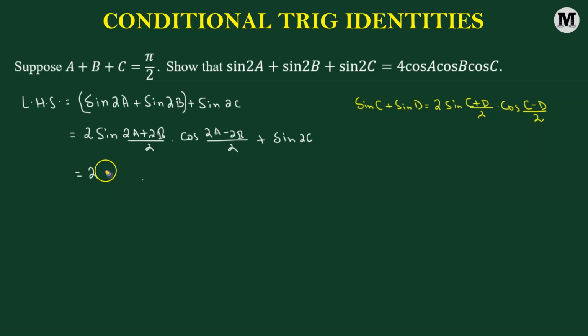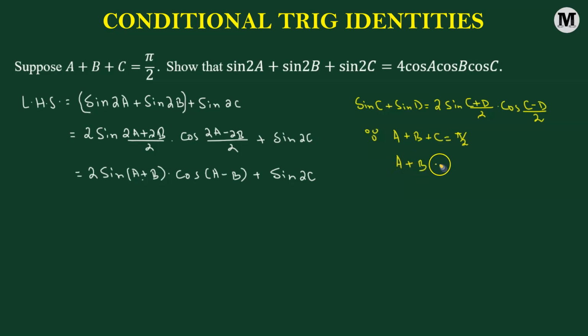So we simplify to get 2 times sine of the angle a plus b multiplied by cosine of a minus b, added to sine of angle 2c. Now we're going to change sine of a plus b. To do that, we're going to take the help of the given condition. Since a plus b plus c equals pi over 2, we can transpose c to the right hand side to get a plus b equals pi over 2 minus c.